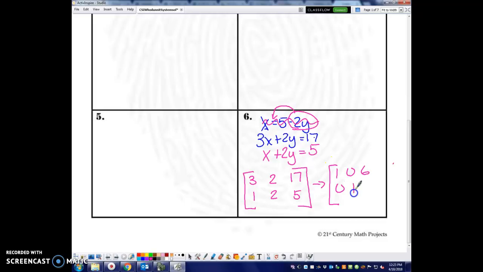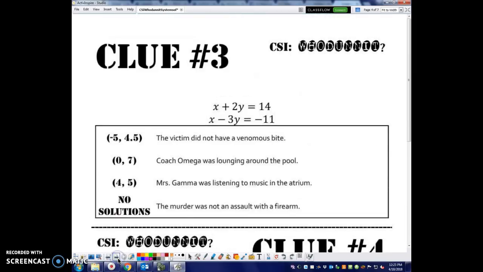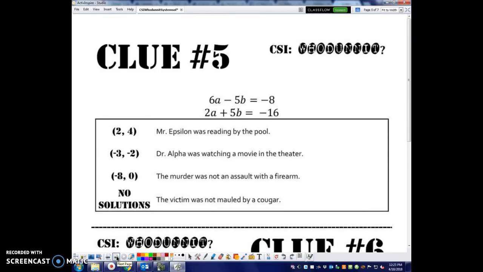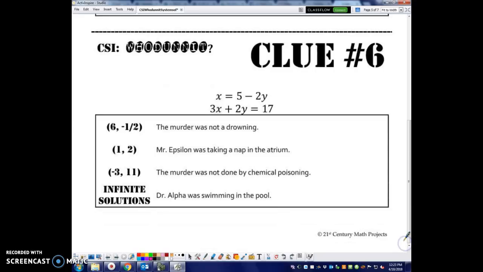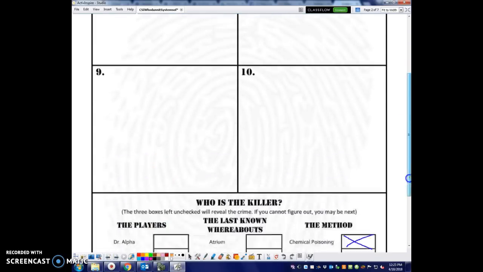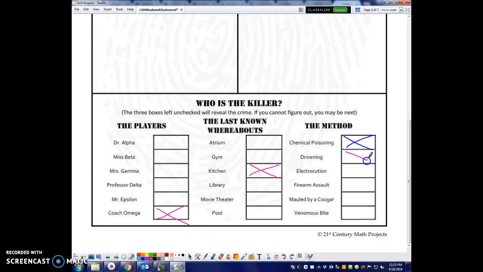1 0 6, 0 1 -1/2. So x is what? 6, and y is -1/2. So let's go back to 6. Nope, not that one. We're looking for 6, -1/2. This one. The murder was not a drowning. So we can cross off a drowning.